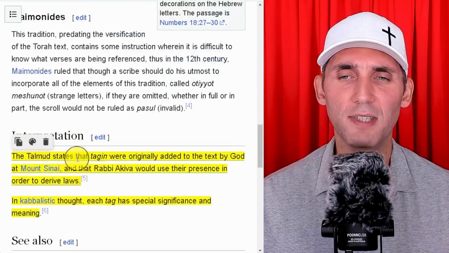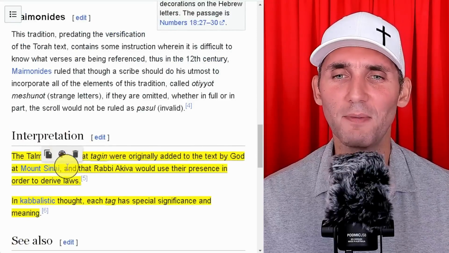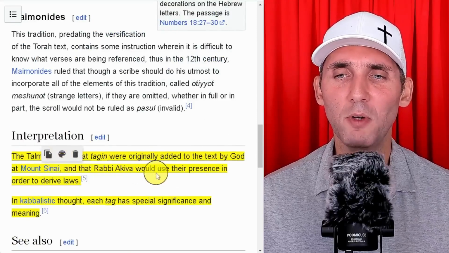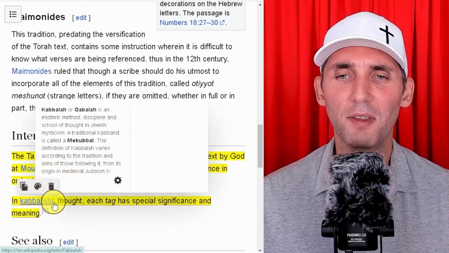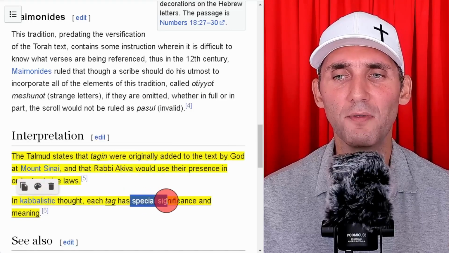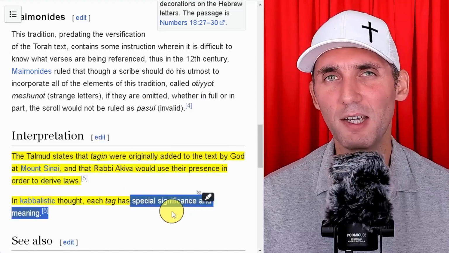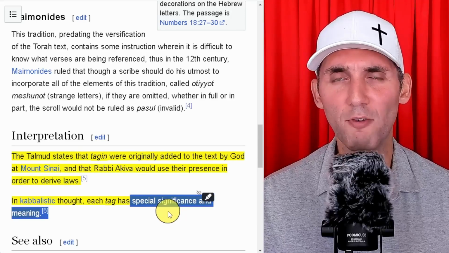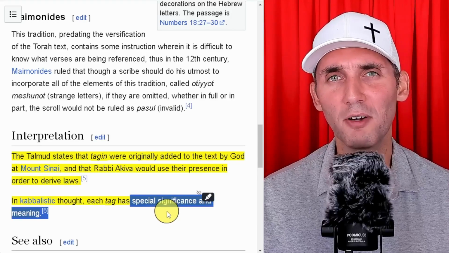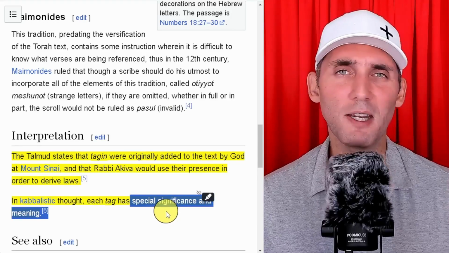Interpretation. The Talmud states that the tagin were originally added to the text by God on Mount Sinai. Yeah, right. And that Rabbi Akiva would use their presence in order to derive laws. In Kabbalistic thought, each tag has a special significance and meaning. What did I tell you about exoteric and esoteric? To you as the Goyim cattle who looks at the alphabet, oh, that's cute, that's a really cool little decoration. To the initiated, that has a very esoteric meaning.